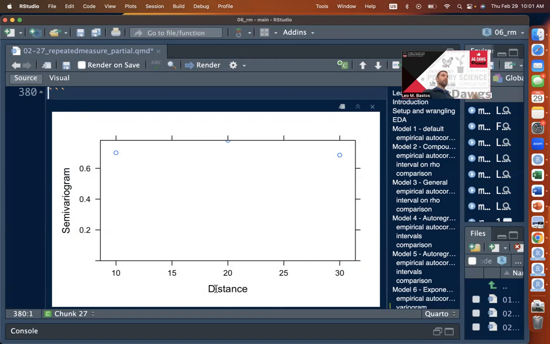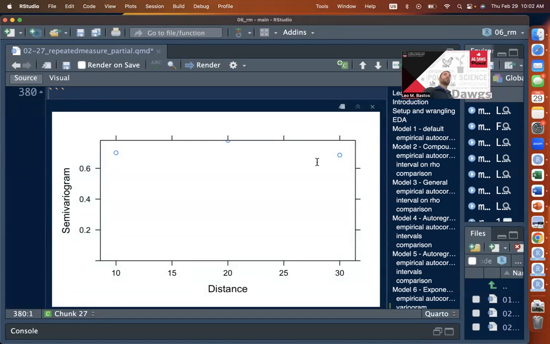So again, we had 120, 130, 140, 150 days after planting. If you take the difference of that, it becomes 10, 20, and 30, which is plotted here for us. So it's calculating all the correlation for time points that were 10 days apart, and then 20 days apart, and then 30 days apart. And those are our actual data points.